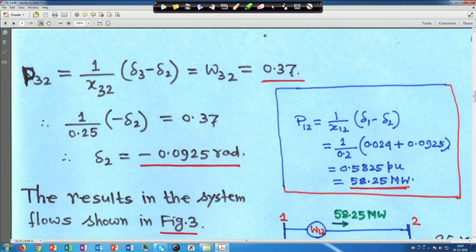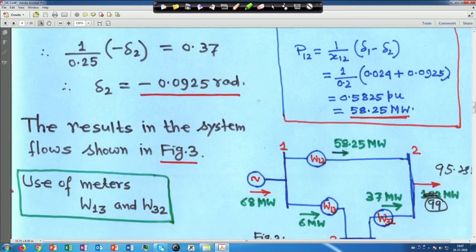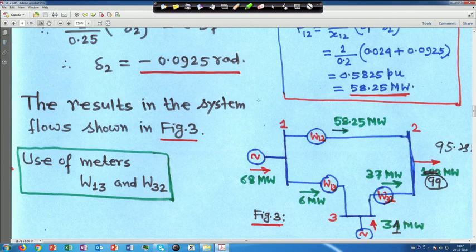Therefore, if you look into this diagram, we took these two readings, W13 and W32. So, these 2 meter readings we have taken, and based on that, whatever we calculate, the line flow is 58.25 megawatt, right.